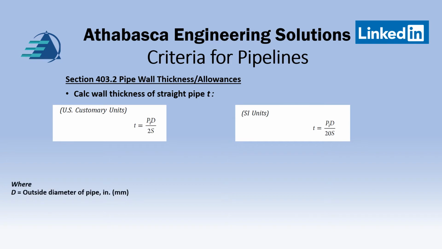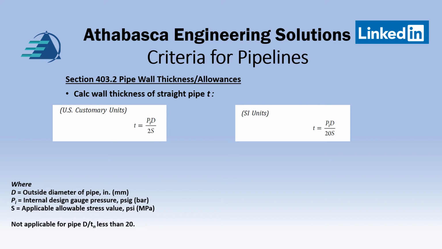So D, as you recall, is the outside diameter of the pipe, and that is basically a manufacturer value. And PI is the internal gauge pressure that you're seeking for. And the next value is the applicable allowable stress values. Now this is a new term that we are introducing.